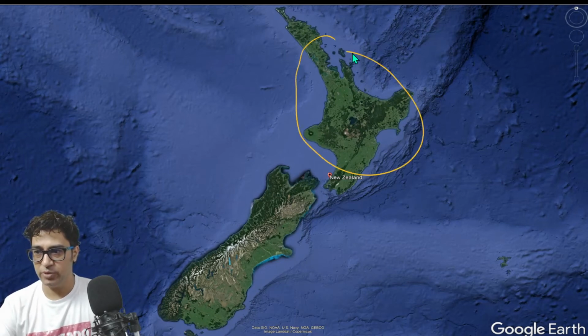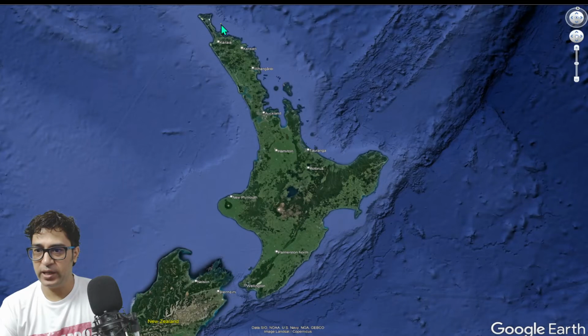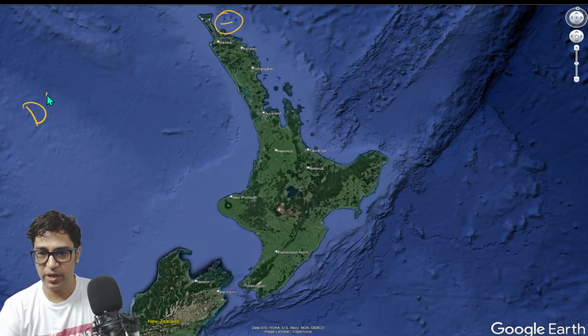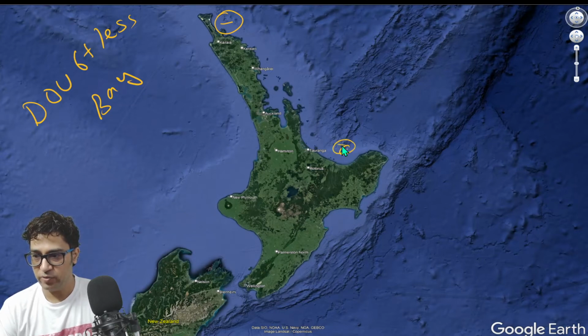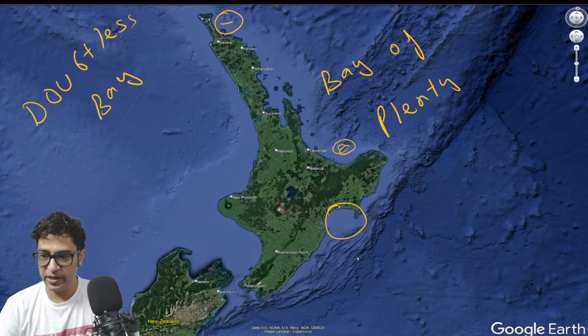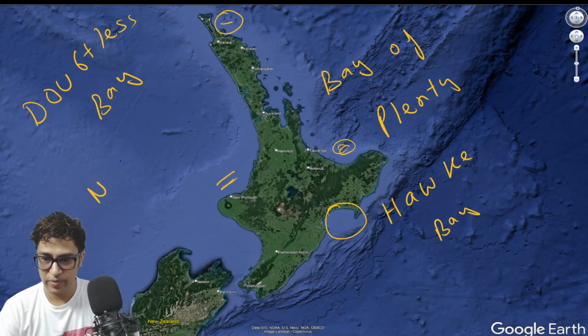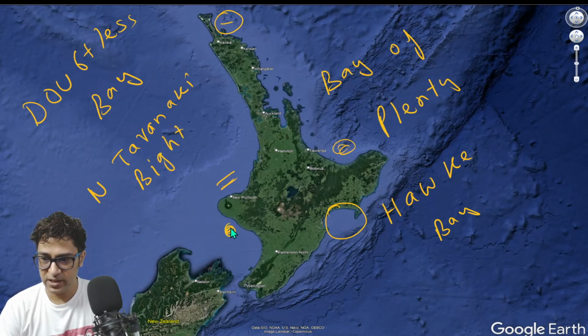Let us start from the North Island. When you come to the North Island, this region here has the Doubtless Bay, D-O-U-B-T-L-E-S-S, Doubtless Bay, and here you will find Bay of Plenty, and here you will find the Hawke Bay, and here you will find the North Taranaki Bight, and here you will find South Taranaki Bight.